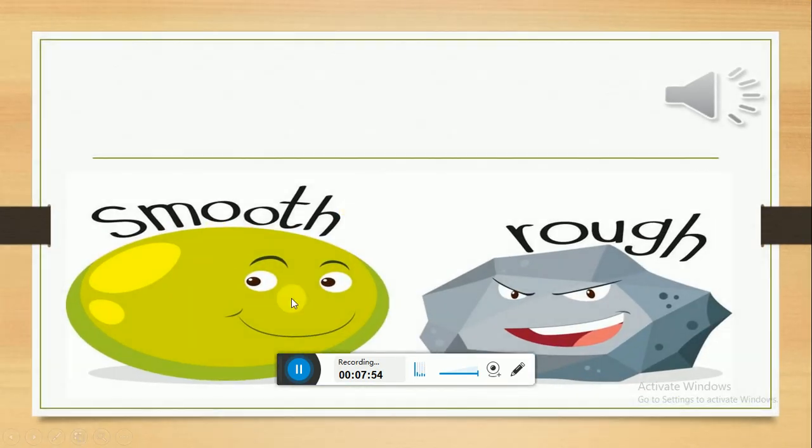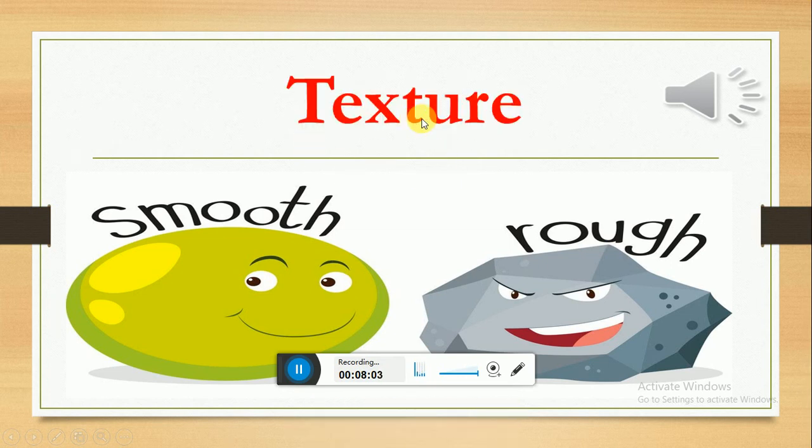Okay, let's move to this. How something feels, smooth or rough. Can you tell me? Texture, super. Again, don't forget, we write just the red words in the notebook.